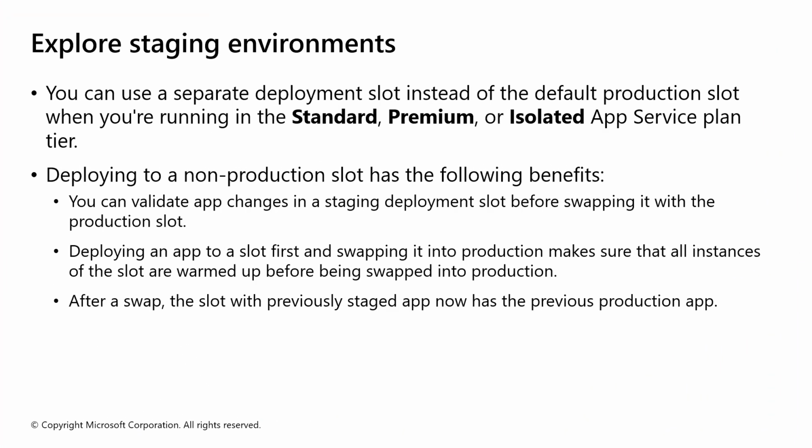When using a non-production slot for deployment, let's say for staging, you can test any changes before you swap staging with production. And in addition, you ensure that all slot instances are ready or warmed up before being swapped into production. After a swap, the slot that had the staged app now has the former production app.